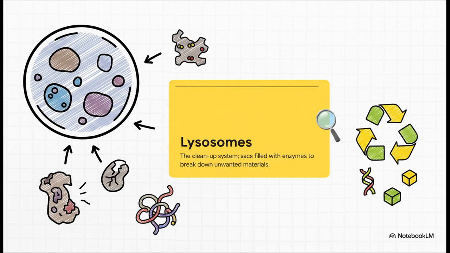They are membrane-bound sacs filled with incredibly powerful digestive enzymes. To put that into perspective, if a lysosome ruptures, those enzymes can actually digest the entire cell from the inside out. Kind of scary, but when contained, they safely break down unwanted proteins and worn-out organelles.